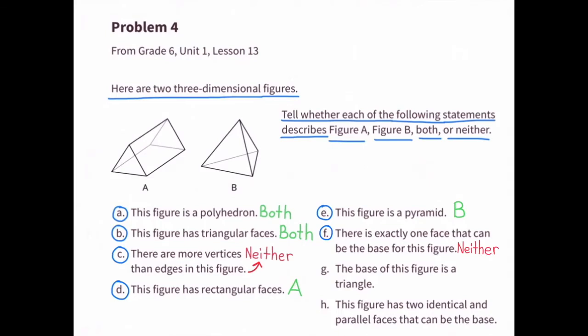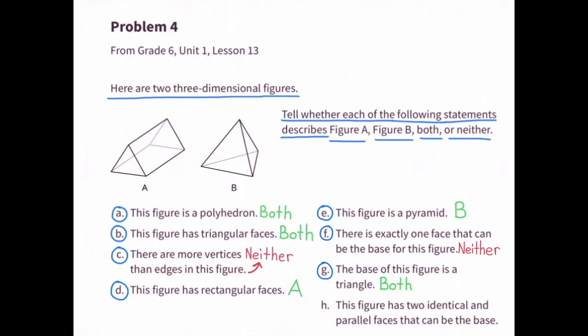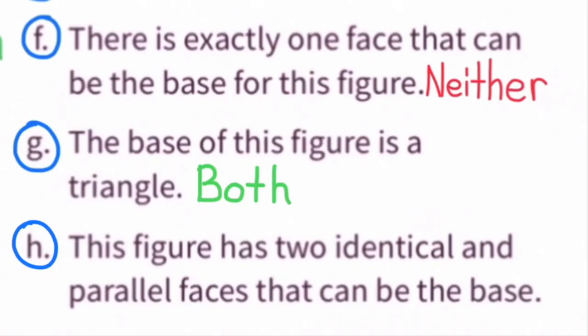Neither. Both of these figures have more than one face that could be considered the base for the figure. G. The base of this figure is a triangle. Both. Both of these figures have a triangular shaped base. And finally, H. This figure has two identical and parallel faces that can be the base.